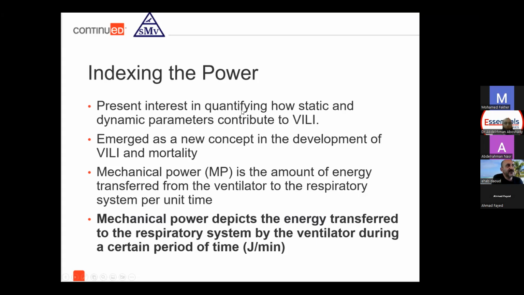The idea of indexing the power is interesting, looking at how static and dynamic parameters contribute to ventilator-induced lung injury. Mechanical power is the amount of energy transferred from the ventilator to the respiratory system per unit time. We'll talk about this in more detail in a little bit. Mechanical power depicts the energy transferred to the whole respiratory system by the ventilator during a certain time, so it is usually expressed in joules per minute.